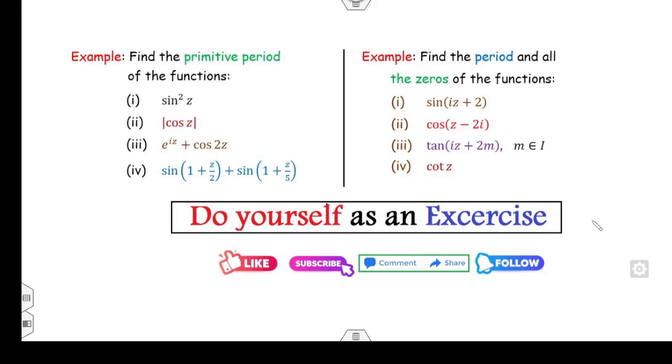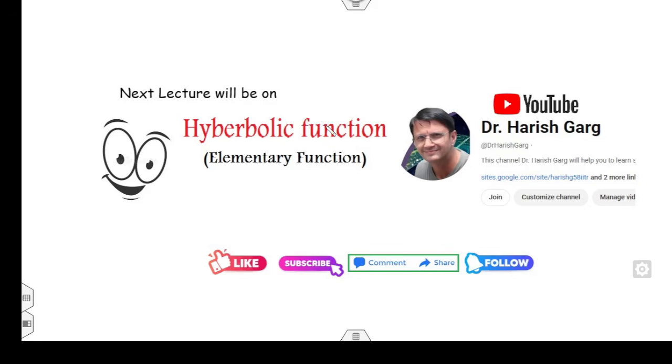Now, can you solve all these 8 questions? Can you find the primitive period of the functions? Can you find the periods and the zeros of these 4 parts? You can do it by yourself and let me know in the comment box if you are able to solve it in an easier manner. I will upload the next part on hyperbolic functions very soon.